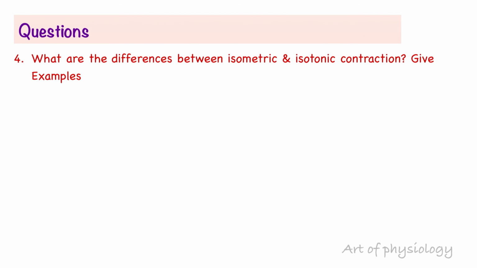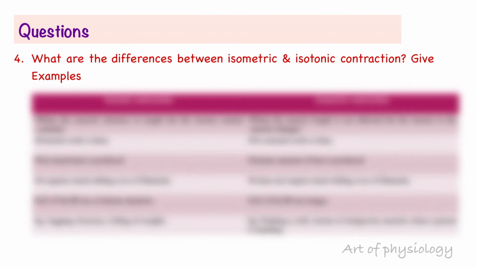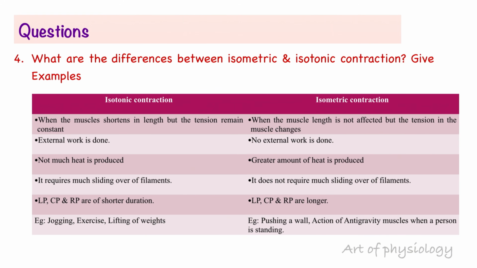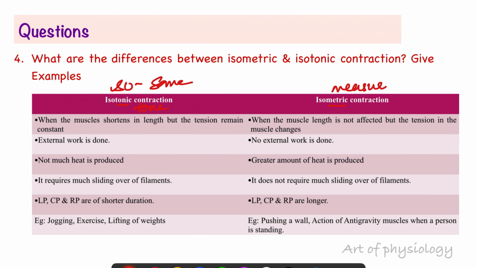What is the difference between isometric and isotonic contraction? Give examples. This is another important question from this part. Isotonic and isometric contraction. Iso means same. Tonic means tone. Metric means measure or the length. So isotonic contraction means the tone will be constant here, the length is changing. Isometric means the length will be constant or same here and the tension or tone is changing. So that is the main difference.